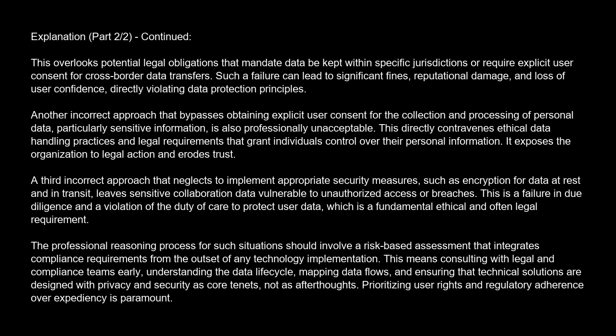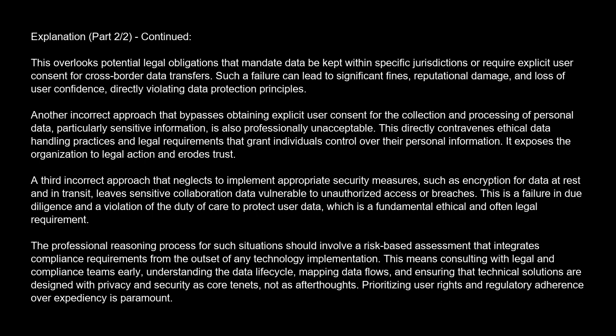Another incorrect approach that bypasses obtaining explicit user consent for the collection and processing of personal data, particularly sensitive information, is also professionally unacceptable. This directly contravenes ethical data handling practices and legal requirements that grant individuals control over their personal information. It exposes the organization to legal action and erodes trust.